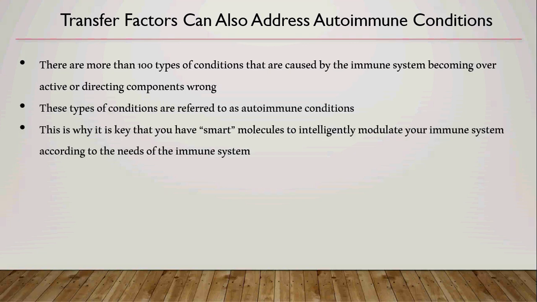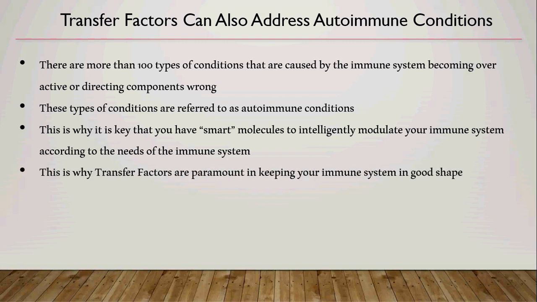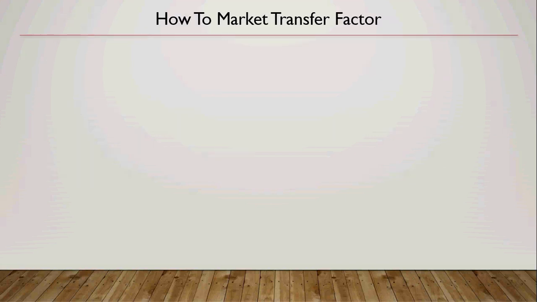So let's move on back down to where we were here. Now, that's why you need to have smart molecules that intelligently modulate your immune system according to the needs of the system. So it intelligently understands what's going on and directs the immune system in the correct way, as in that example I just gave about diabetes there. Now, this is why transfer factors are paramount in keeping your immune system in good shape.